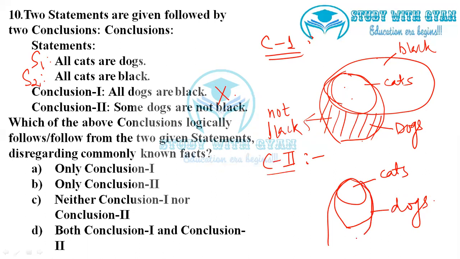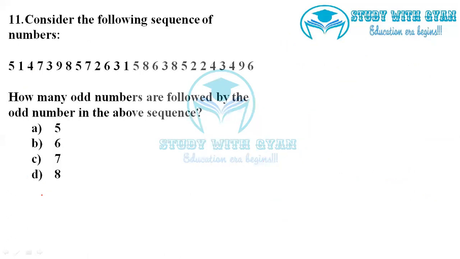So I can say this is your black part, and here black is covering all the dogs as well as cats. So all dogs are black, and the statement that some dogs are not black is again wrong. By seeing these two diagrams, I can simply say that conclusion 2 is also wrong. That means neither conclusion 1 nor conclusion 2 follows from statement 1 and statement 2 together. So option C will be correct for this question.